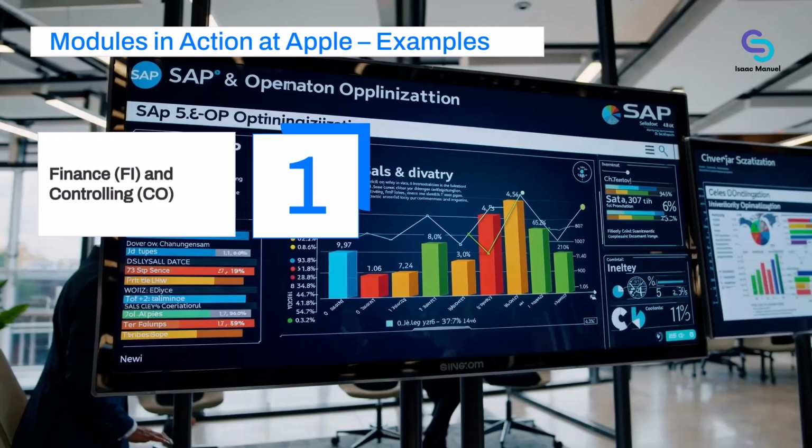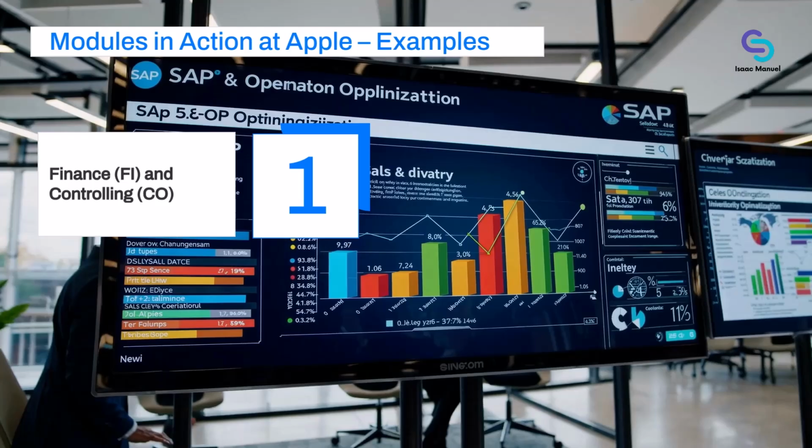Controlling helps Apple see the profitability of each product line. Are AirPods margins improving? How much did it cost to produce an iPhone 15 versus what is the revenue? With S/4HANA Cloud Finance, Apple's CFO can drill down in real time to a very granular level of detail if needed. Also, consider Apple's immense cash reserves.